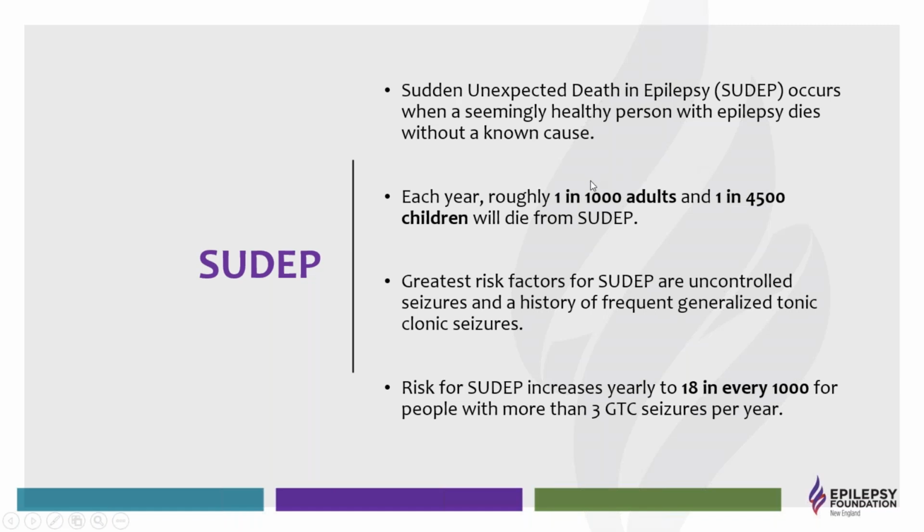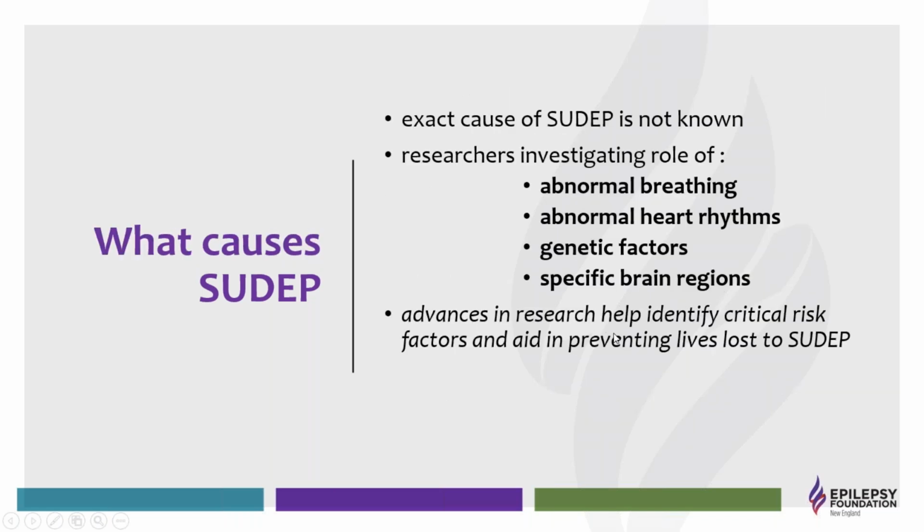And the stats: the risk is actually higher in adults than it is in children, and the greatest risk factor is children or adults who have uncontrolled, frequent generalized tonic-clonic seizures, the convulsive seizures, all right? So if they have more than 3 of these a year, their risk for SUDEP goes to 18 in every 1,000 from 1 in 1,000, all right? That's a pretty big jump.